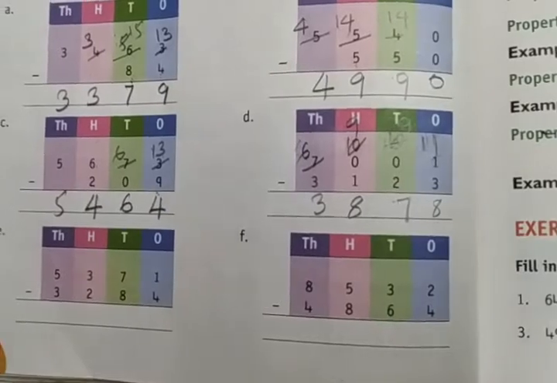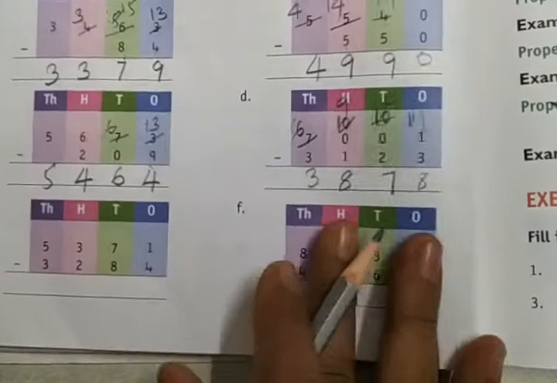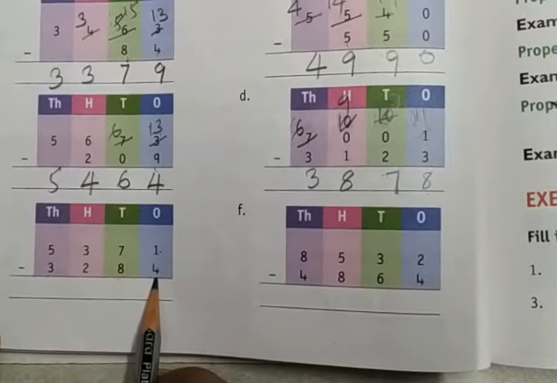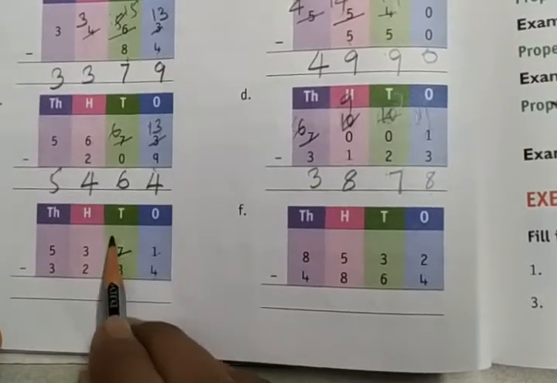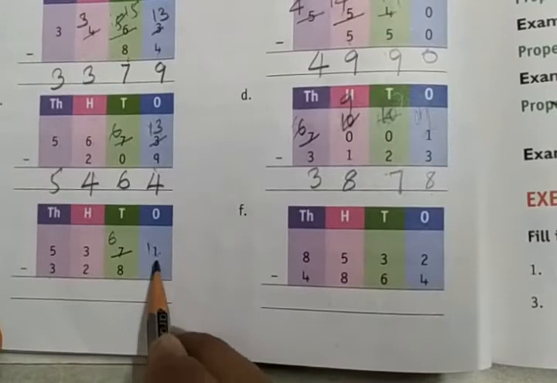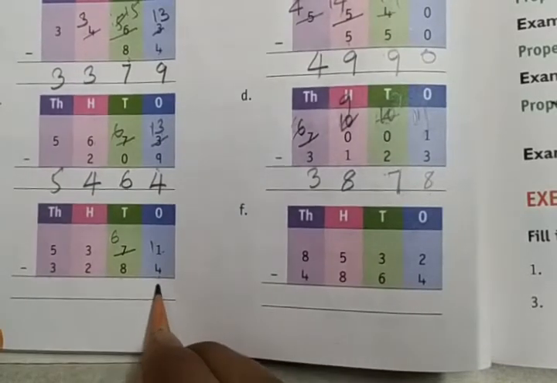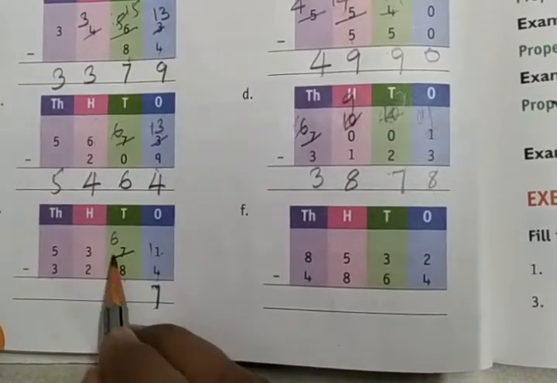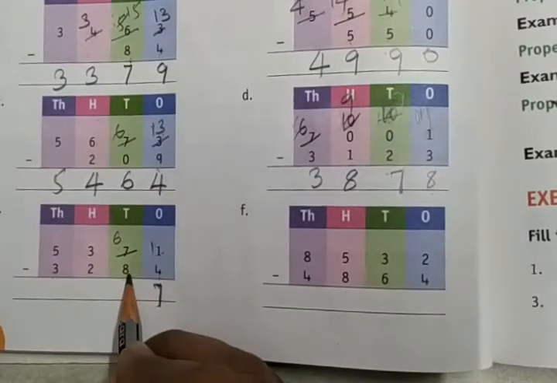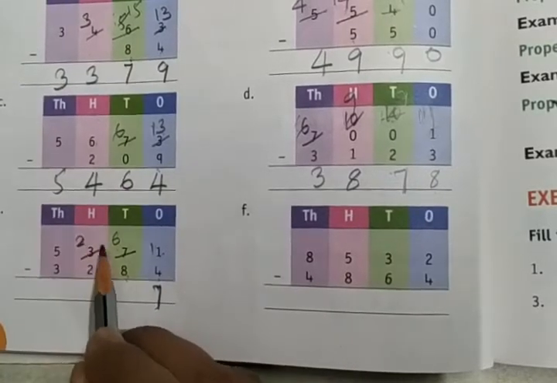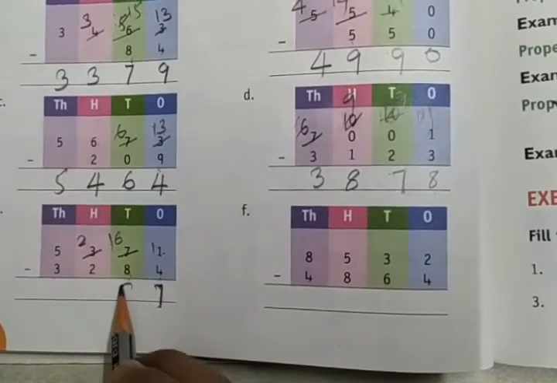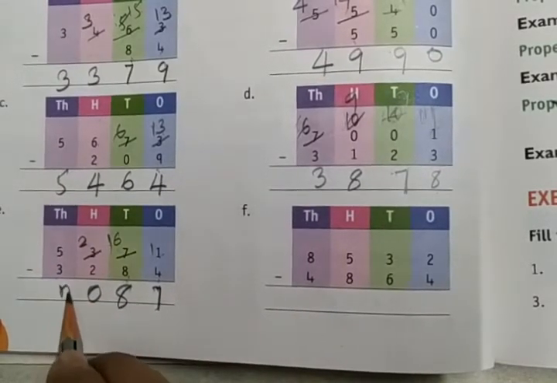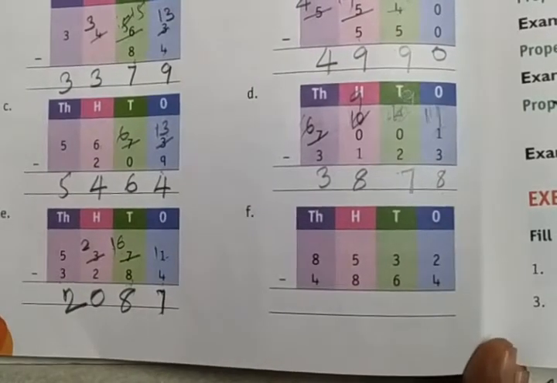So next example, 5371 minus 3284. 1 minus 4 is not possible, you have to borrow, it will become 6 and it will become 11. 11 minus 4 is 7. Then 6 minus 8 is not possible to subtract, so you have to make it 2 and it is 16. 16 minus 8 is 8. 2 minus 2 is 0. 5 minus 3 is 2. Okay, this is how we have to do the subtraction.